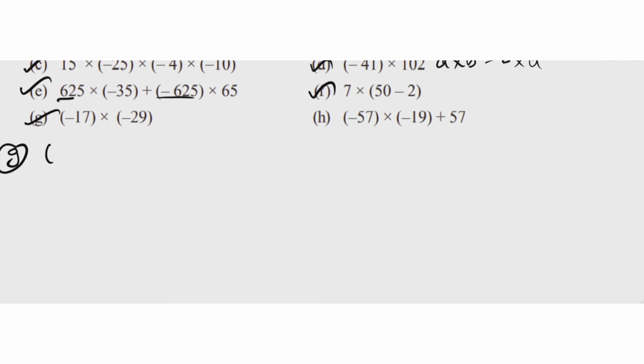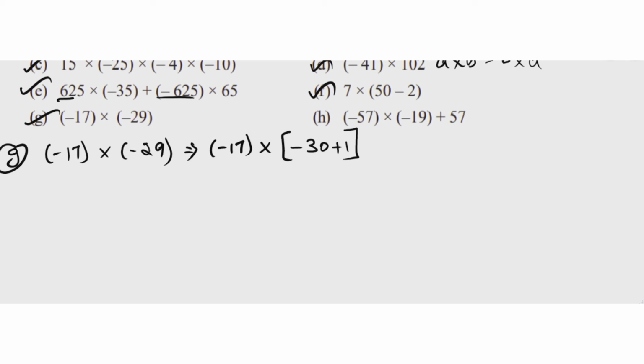minus 17 multiplied by minus 29. See, here also I have only two numbers, that is A and B. Here I can use the commutative property also, but I am just changing the property. How can I change this? Can anyone guess? Here I can change it to the distributive property. How? That is minus 17 multiplied by minus 30 plus 1. I have changed it to this format.